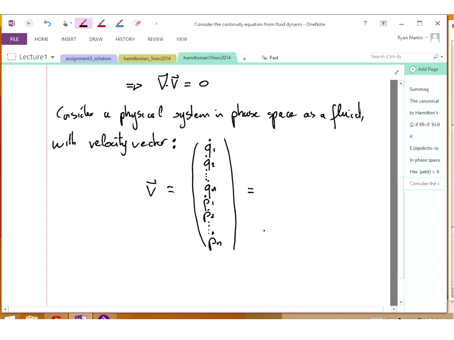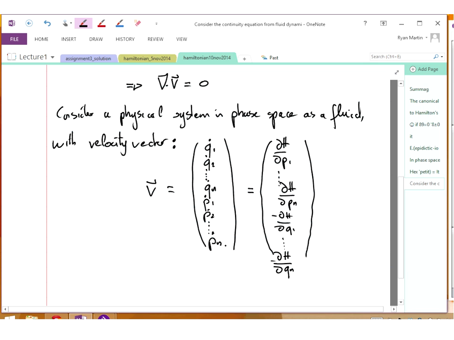However, we know from the canonical equations that q1 dot is ∂H/∂p1, and p1 dot is minus ∂H/∂q1. Right, that's just from the canonical equations.